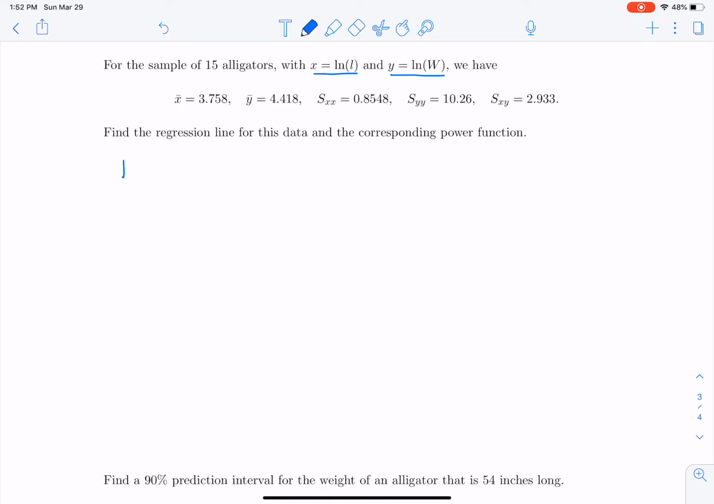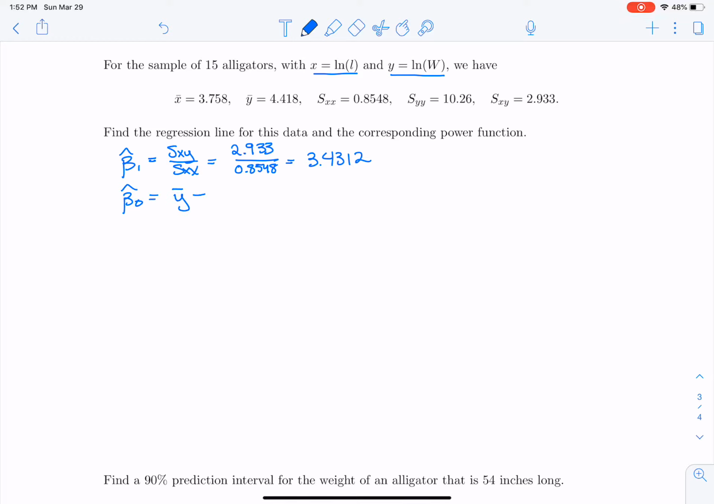So beta 1 hat, our approximate slope, is s sub xy over s sub xx. That is 2.933 over 0.8548, which gives us a total of 3.4312. And then I want to find my intercept, beta 0 hat.